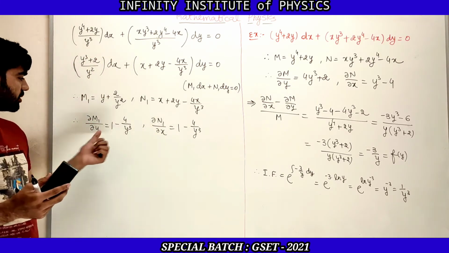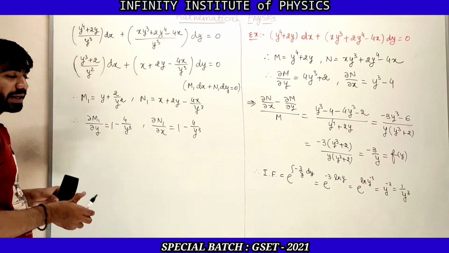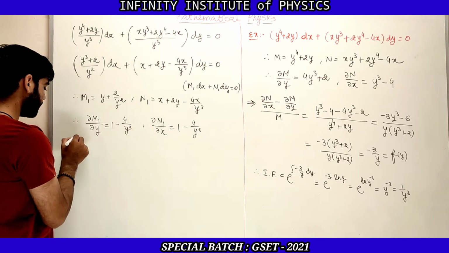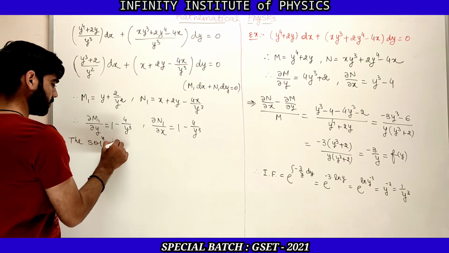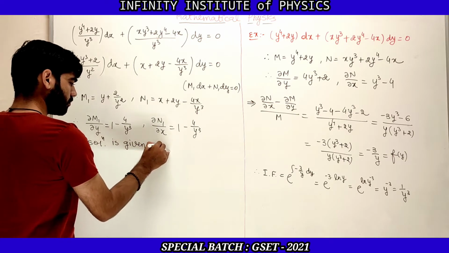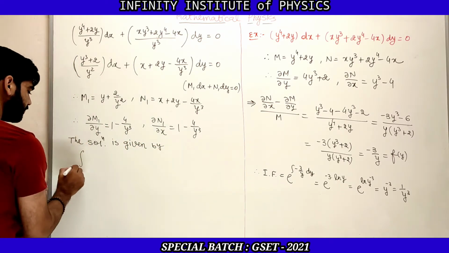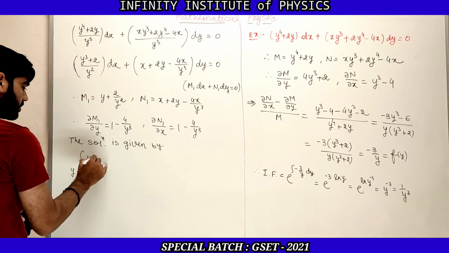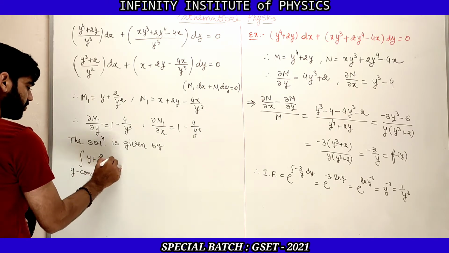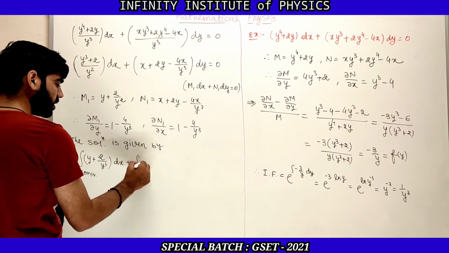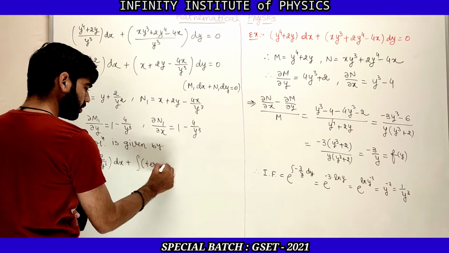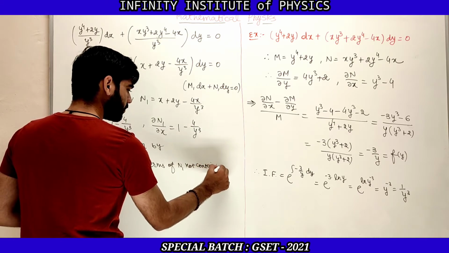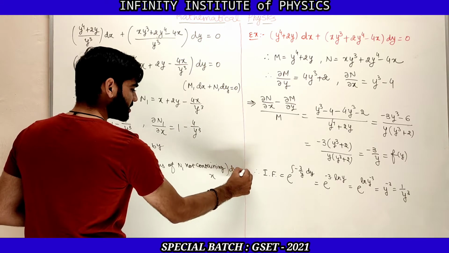And now you can see that del m1 by del y is del n1 by del x, and therefore we have converted this equation into an exact differential equation, and the solution is given by integration of, with y constant, m, that is y plus 2 by y square dx, plus terms of n1 not containing x, dy, which is equal to c.